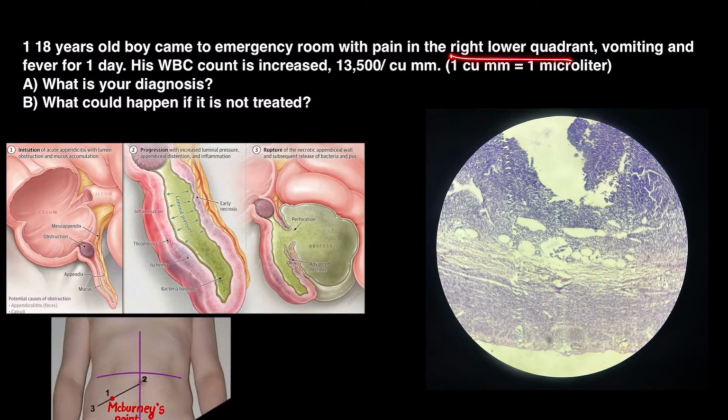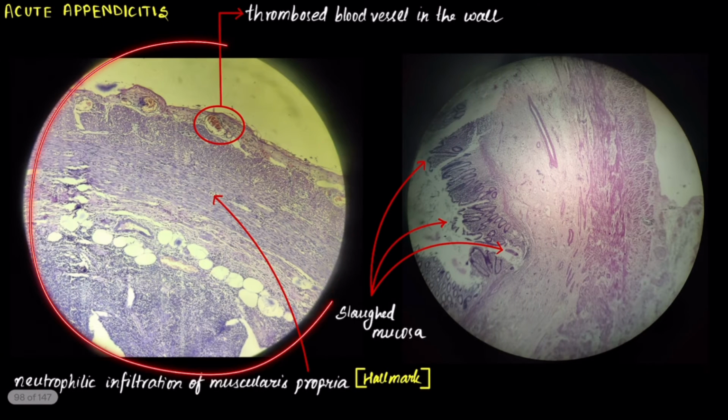So there's right lower quadrant pain and increased WBC count. So there's a possibility that this person has acute appendicitis. However, let's look at the features in the microscopy to confirm this diagnosis. So here's your microscopy. What you are looking at is the transverse section of the appendix.